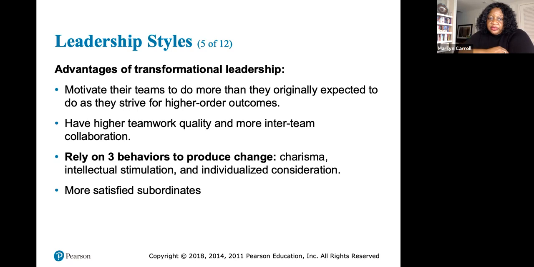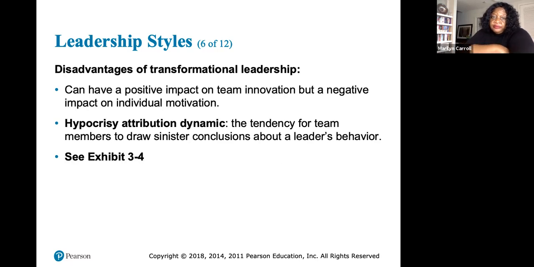Advantages of transformational leadership: they motivate their teams to do more than they originally expected to do as they strive for higher order outcomes. They have higher teamwork quality and more inter-team collaboration. They rely on three behaviors to produce change: charisma, intellectual stimulation, and individualized consideration. And they have more satisfied subordinates. And I truly agree with this. And I am a subscriber of transformational leadership.